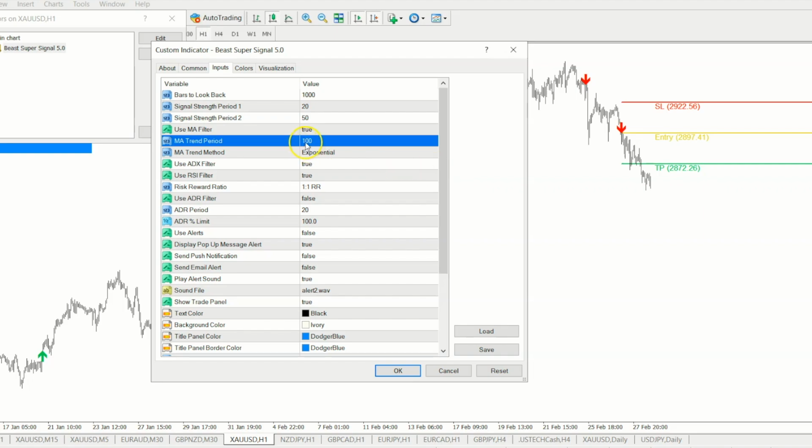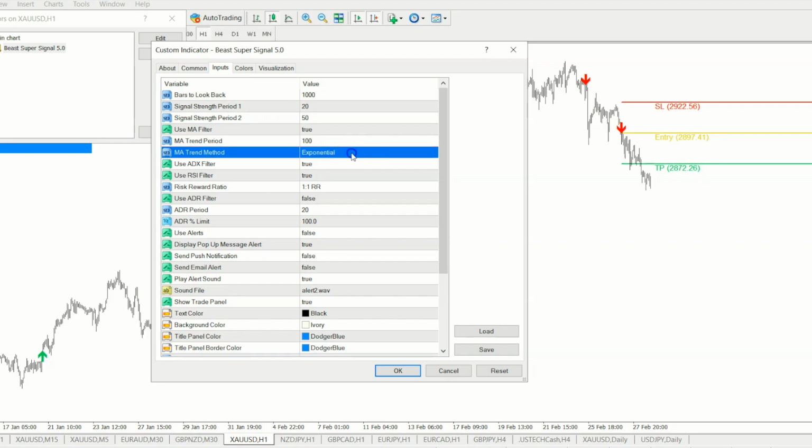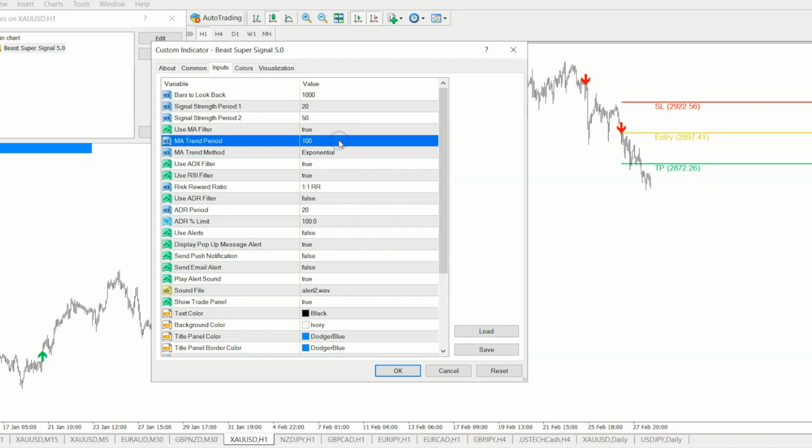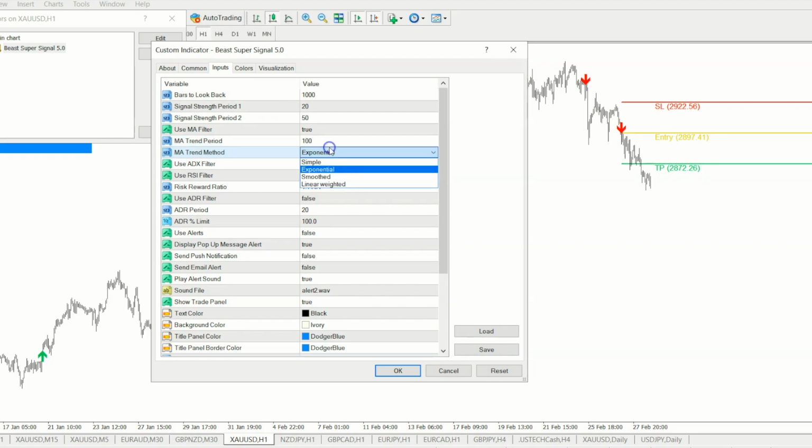So there's a moving average filter. This is just a trend filter. Basically, whatever you have it set at, the signals will only be opened or shown above or below it. For example, if I'm using a 100 period EMA, it will only allow a sell signal if it's below the 100 and a buy signal if it's above. So this is just a trend filter to make sure that you only catch signals that follow the major trend. Of course, you can change this to whatever you want.